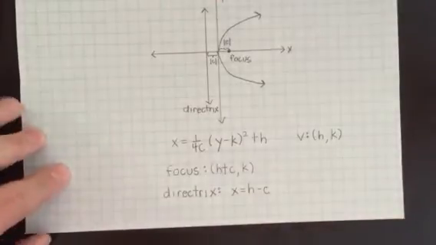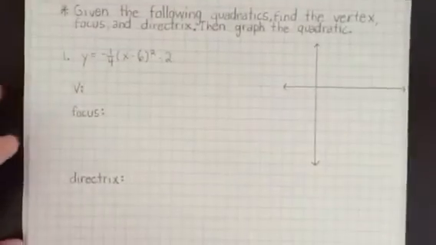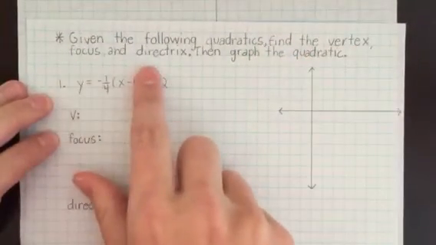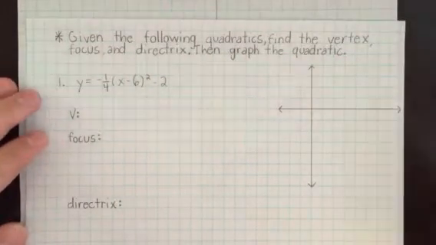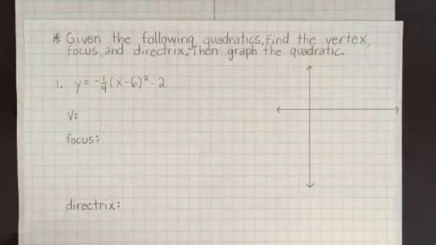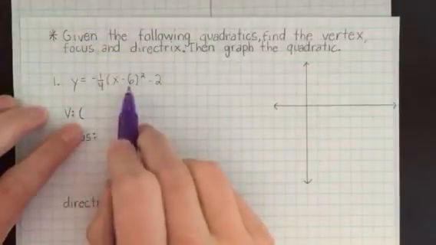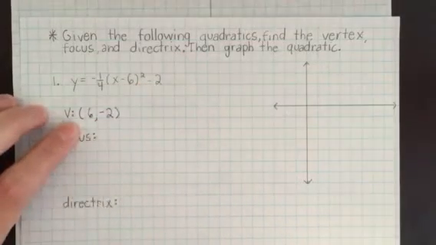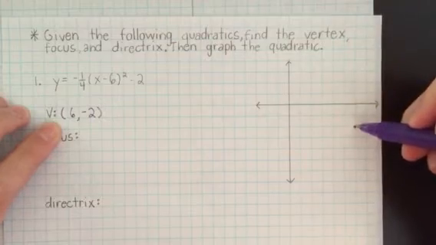All right, so let's get to some examples here, and we're going to be referring back to this pretty often. So given the following quadratics, find the vertex, focus, and directrix, then graph the quadratic. So given this quadratic, I want to find the vertex, the focus, and the directrix. Okay, the vertex is easy. That's something we've been working with for a long time. We know the vertex is 6, negative 2. Okay, so I can go ahead and plot that over here. 1, 2, 3, 4, 5, 6, negative 2.